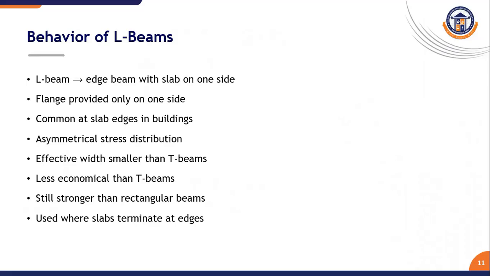Behavior of L beams. An L beam is an edge beam with a slab on one side only. The flange extends only one side, so stress distribution is unsymmetrical. It is also less economical than T beams. L beams are stronger than rectangular beams and essential at slab edges. Proper reinforcement detailing is crucial.